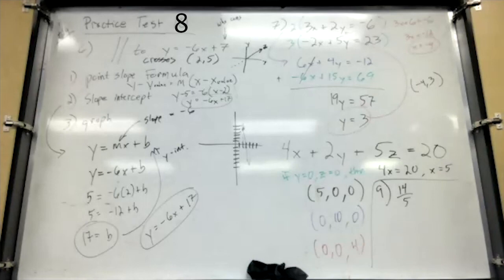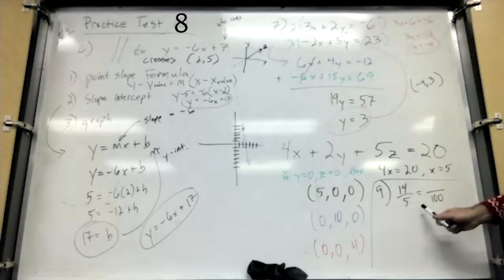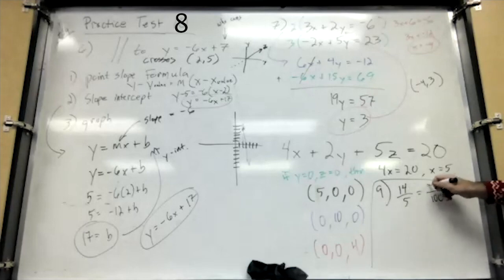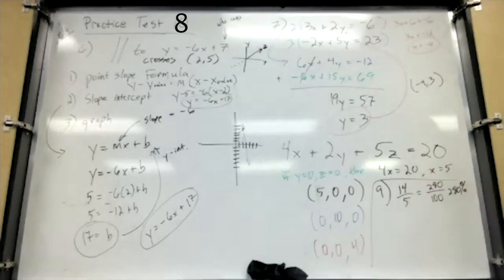Okay, that's one way. Here's what the cool kids are doing. Am I not smart enough for this? So a percent is what percent? I don't know. So look at that. 5 times 20 is 100. 14 times 20 is 280. So 280%. You don't have to do it like that. If you divide it, you get 2.8, and then just move the decimal 2 places, 280%.